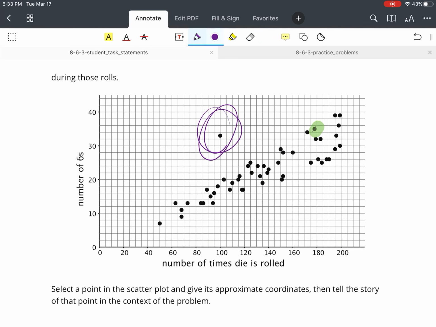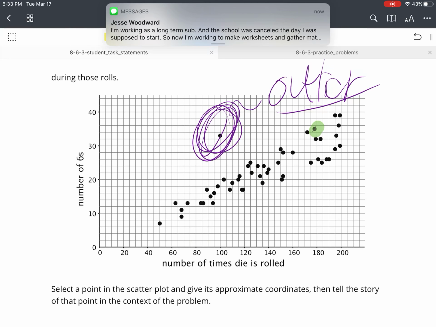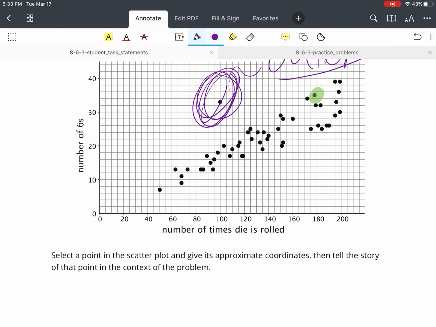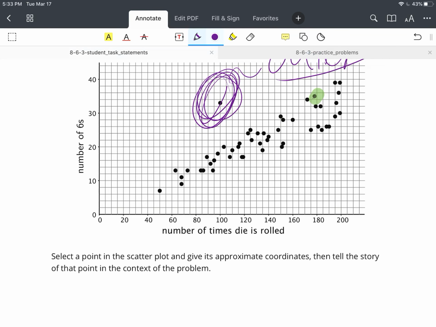Whee! That point right there has a special name. It's called an outlier. Oh, you know what? I forgot.